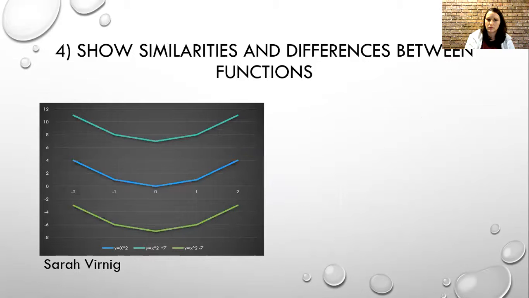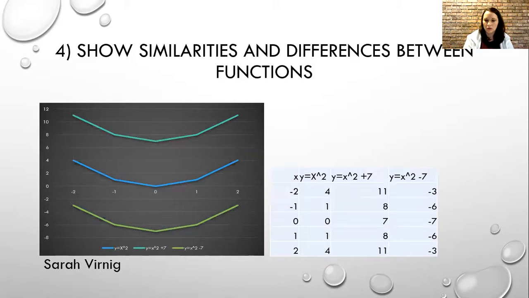Okay, so number 4, we're going to show the similarities and differences between the functions. So we have x, and we have negative 2, negative 1, 0, 1, and 2 for x. And whenever we substitute these numbers in for x, we have 3 different functions here. We're going to get different answers. And based on that is where our line's going to lie on the graph.